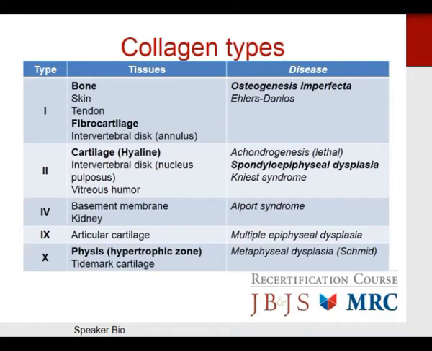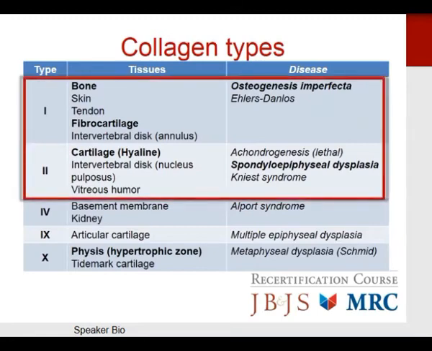There's very many types of collagen. I think the ones that are most important for musculoskeletal physicians or orthopedic surgeons are types 1 and type 2. Type 1 is bone, skin, fibrocartilage, and the intervertebral disc, at least the annulus fibrosus of it. Type 2 collagen is the softer materials of cartilage, the nucleus pulposus of the disc as well.